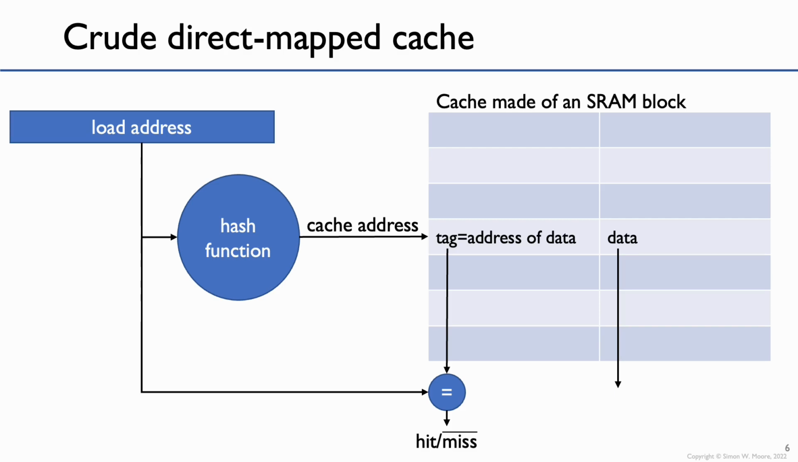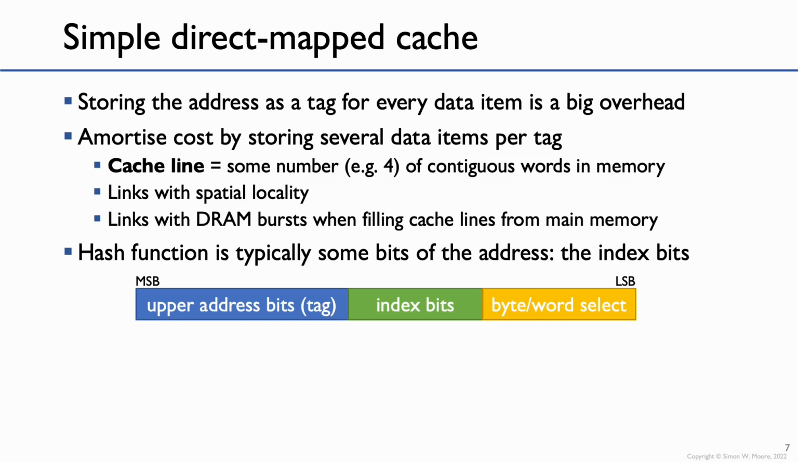But let's see how we can build a slightly more sophisticated and more efficient cache. Let's look at a simple direct mapped cache, the sort of thing that you would actually use for real. So what optimizations do we need to do? Well, storing the address as a tag for every data item, every data word, is going to be enormous overhead. You could easily double the amount of storage that you need. So what we're going to do is amortize the cost by storing several data items per tag, so several words. This gives us what's called a cache line. This might be 4 machine words in memory, 4 contiguous words in memory.